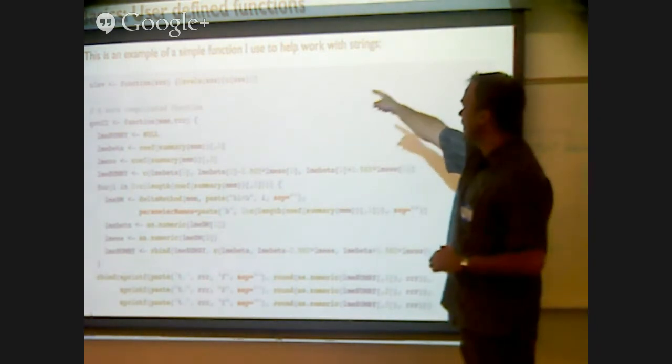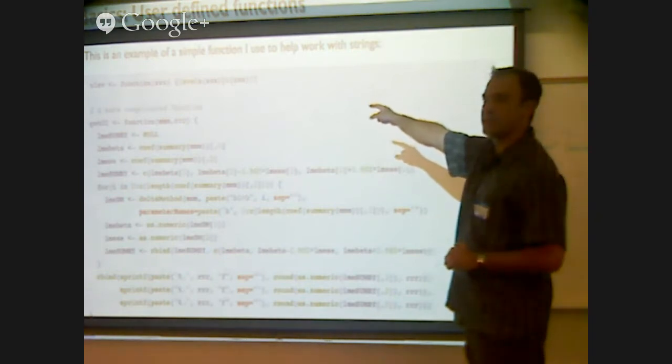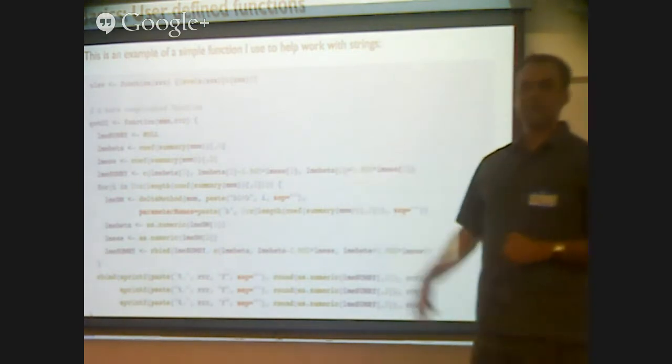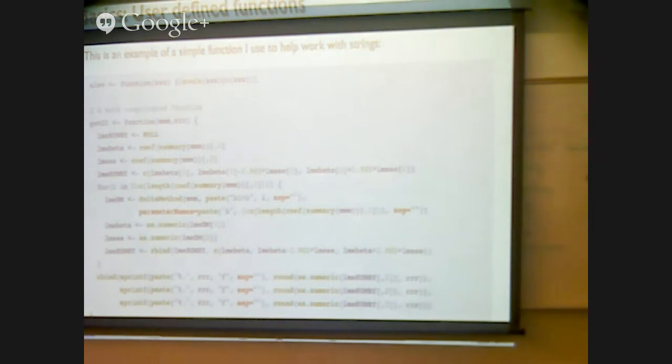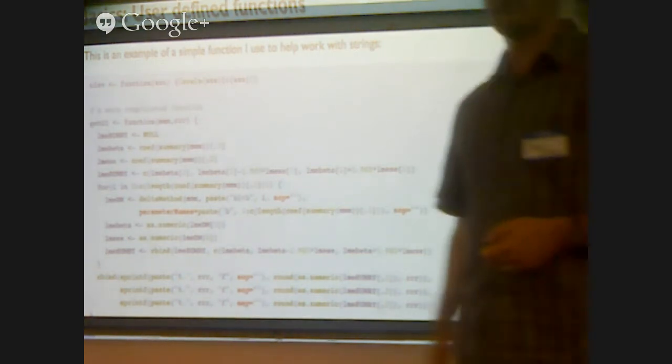So that first line is an example of a simple function I use to work with strings. Sometimes R likes to put things into levels, and I don't like to use things as levels, so I unlevel them or delete them. And then below is an example of a more complicated function that I use to get confidence intervals. So you can make them simple and useful, or complicated and useful.